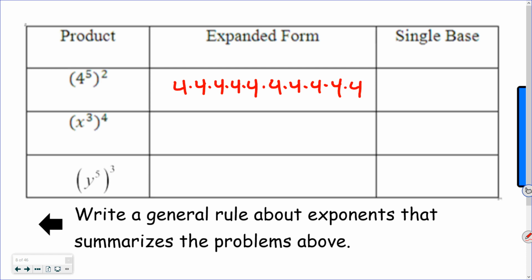So I've got 4 to the 5th times 4 to the 5th, which is the same as 4 to the 5th squared. Now to write it with a single base, base 4, just count how many are multiplied together. There's a total of 10.